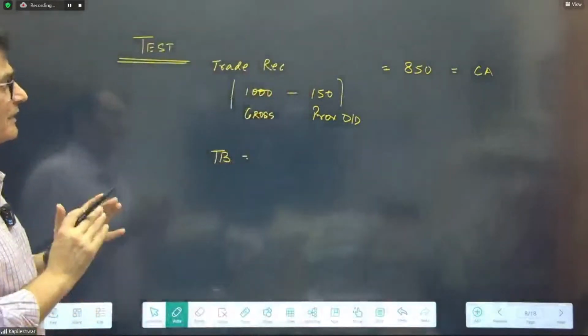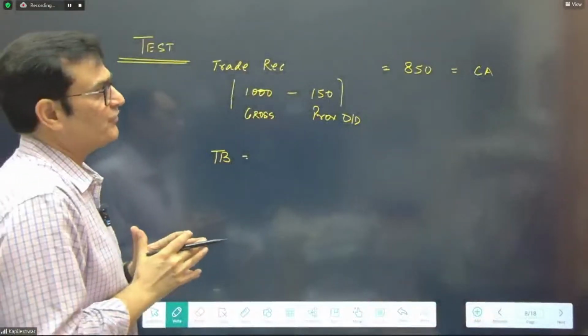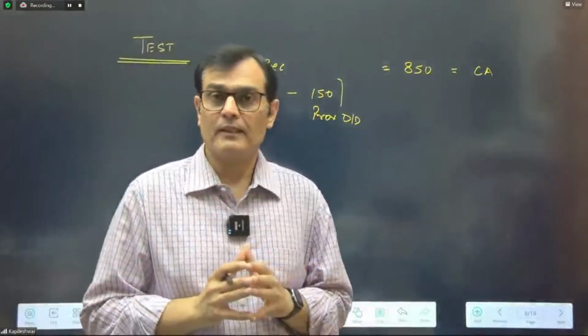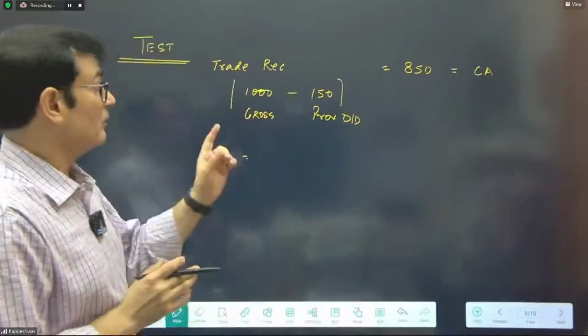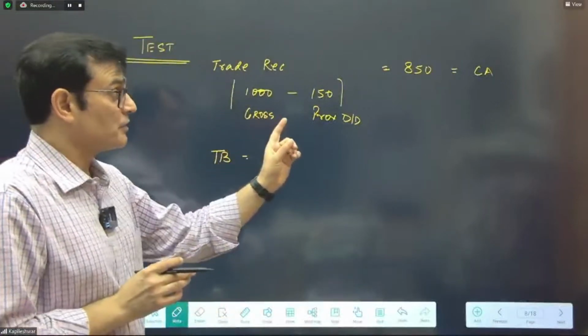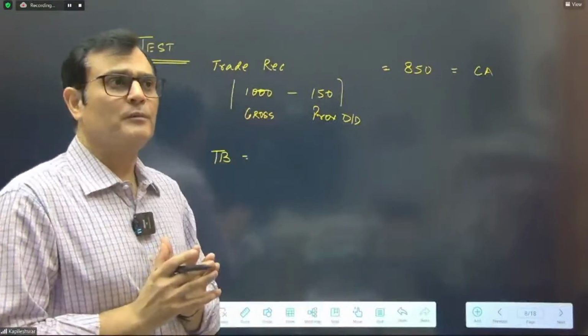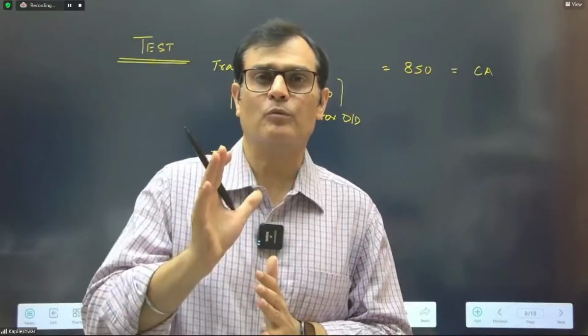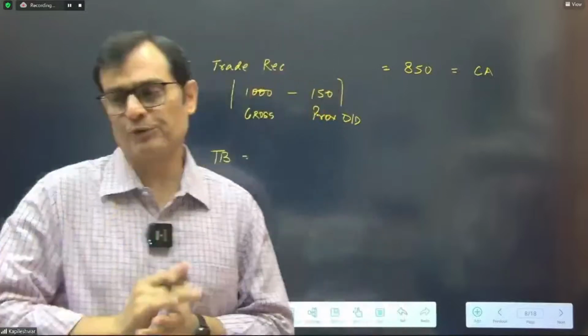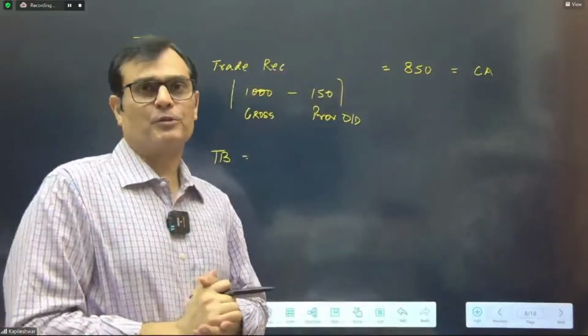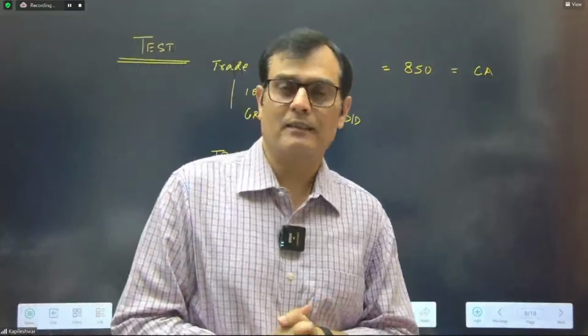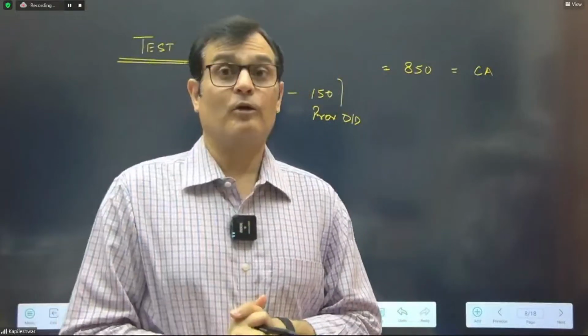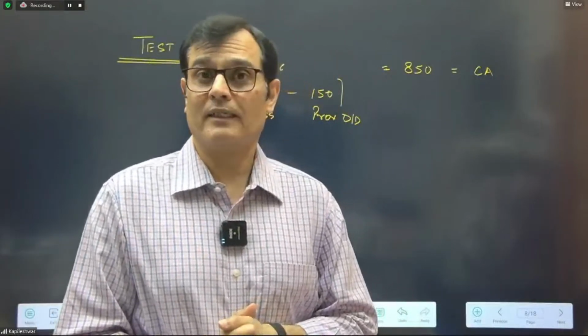So now, the trade receivable is 850, and this is based on a gross figure minus a provision for doubtful debts. So what is the tax base of this item, accounts receivable? Apply your definitions. Maybe we can give this to you as homework. If you want, I can give you the answer on Sunday, or if you want, I'll give the answer right away.